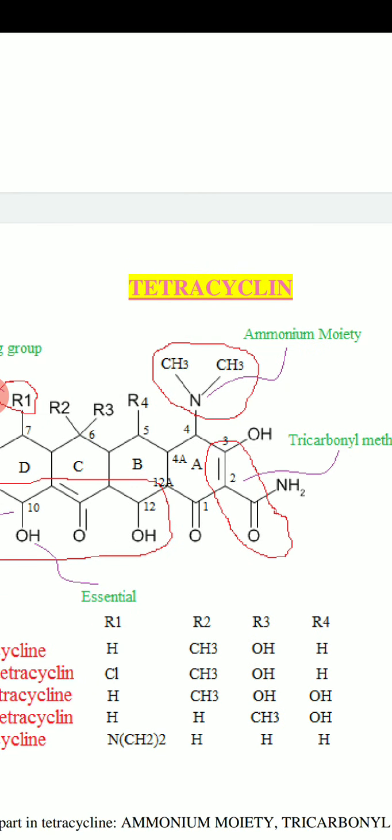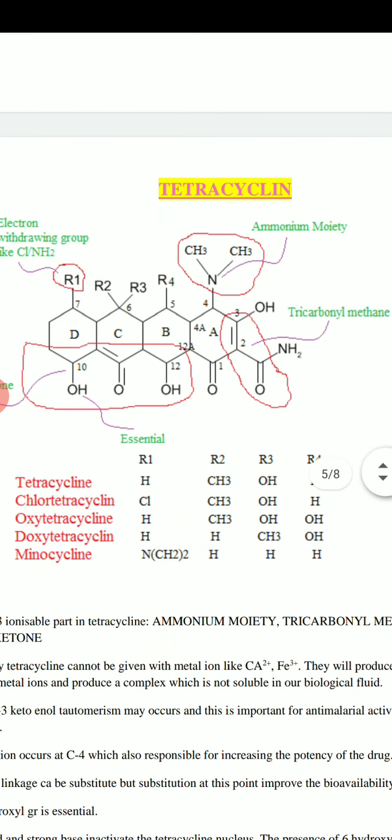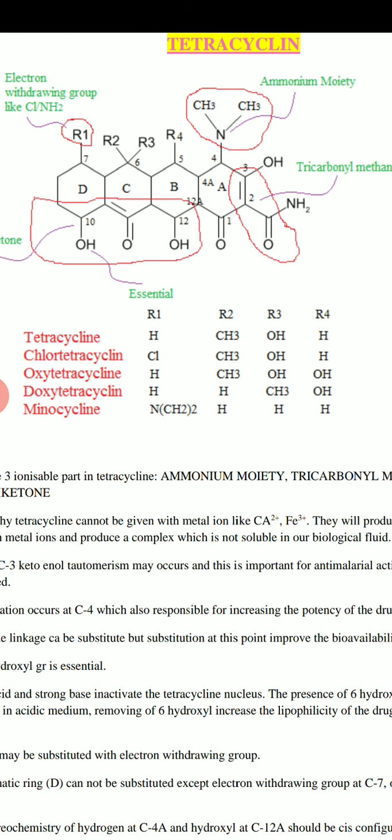And the next part, I want to discuss the next antibiotic, that is tetracycline. It is also a very important antibiotic. Tetracyclines have a tetracyclic ring system, and it is designated, as I already mentioned in the PDF, ring A, ring B, ring C, ring D. On ring A, the three essential moieties are number 1 ammonium moiety, number 2 tricarbonyl methane, and number 3 phenol diketone. These three moieties are the ionizable parts in tetracyclines.